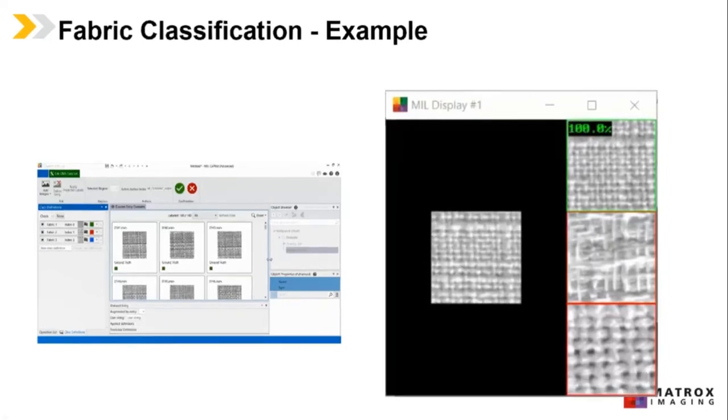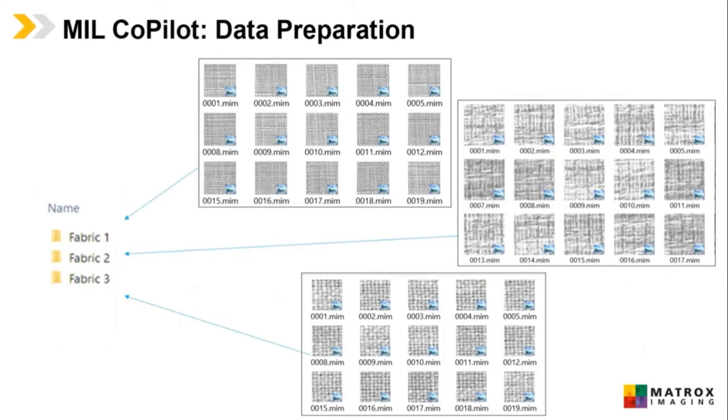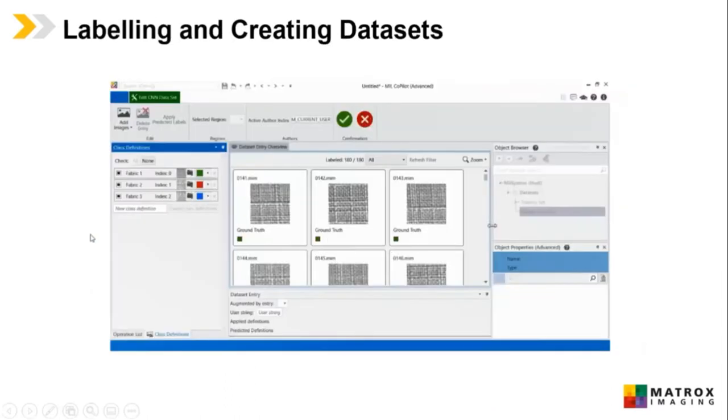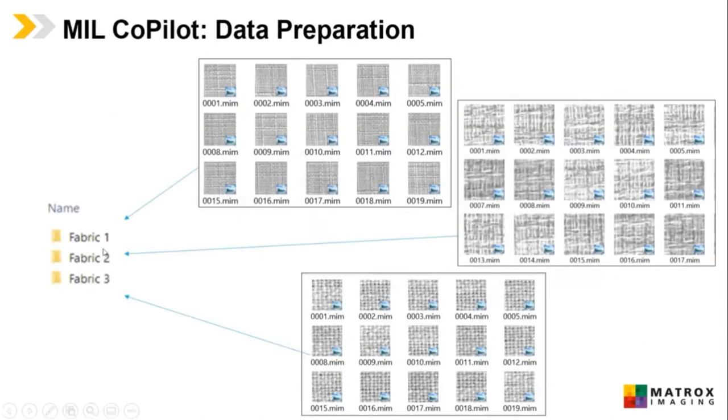And how do we do it? Well, it all starts first of all with data preparation, right? Typically, you have different folders. In this case, we have 3 different folders, each folder containing 50, 100 images of each type of fabric. We have fabric 1, 2, and 3, and each one has, again, samples of the 3 different types of fabric.